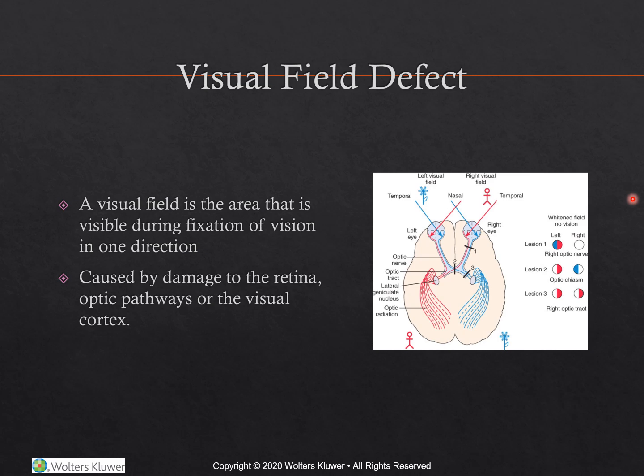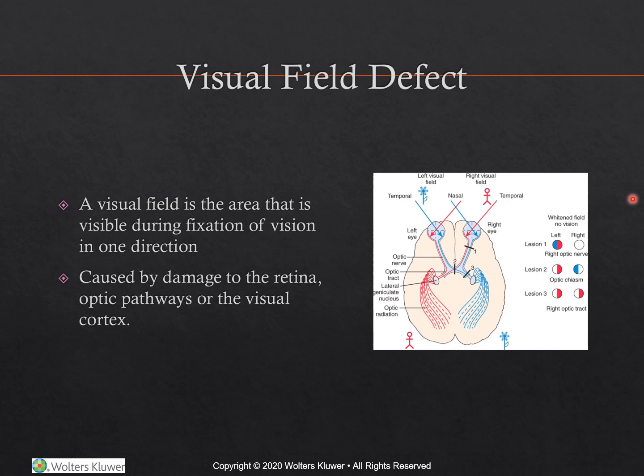Next, we're going to talk about visual defects. A visual field is the area that is visible during fixation of vision in one direction. So if you hold your head steady and fix your eyes straight ahead, the visual field is everything that you can see in that fixed state of vision. When we get visual field defects, we get a loss of vision somewhere within that visual field. It can manifest itself in a lot of different ways, and it can be caused by a lot of different things.